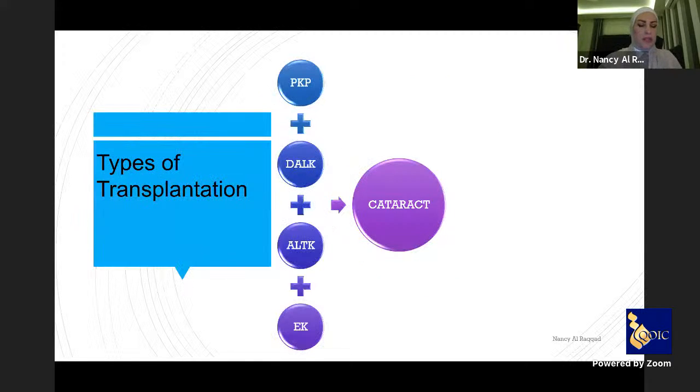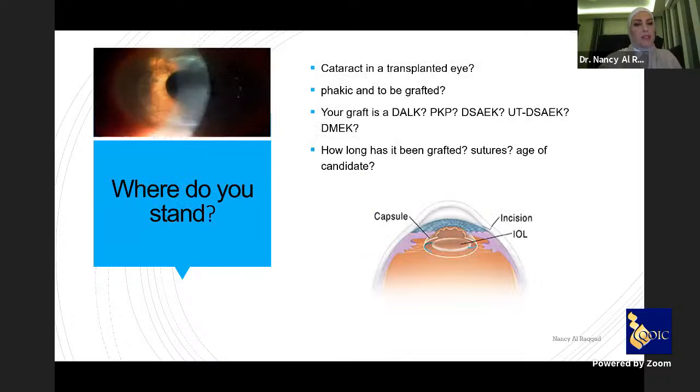We have to highlight what kind of transplant the eye got, whether it's a penetrating keratoplasty, a deep anterior lamellar, an automated or anterior lamellar therapeutic keratoplasty, or endothelial keratoplasty. And it's important also to highlight where we stand. Are we dealing with a cataract in a transplanted eye, or is it a phakic eye that has to be grafted? Is my graft a DALK, a PK, a DSEK, an ultra-thin DSEK, or a DMEK? And how long has it been grafted? Are there sutures or not? And what's the age of the candidate?